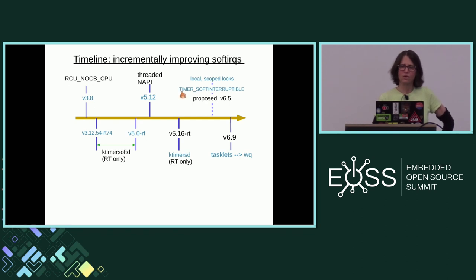One, proposed in kernel 6.5, was from Frederic Weisbecker, where he started trying to mark individual timers as able to run concurrently with other softirqs. That unfortunately ran into lockup problems and didn't get very far. The attempt to get rid of bottom half disable one instance at a time that seems more promising is some attempts to replace it with local scoped locks in the network stack.